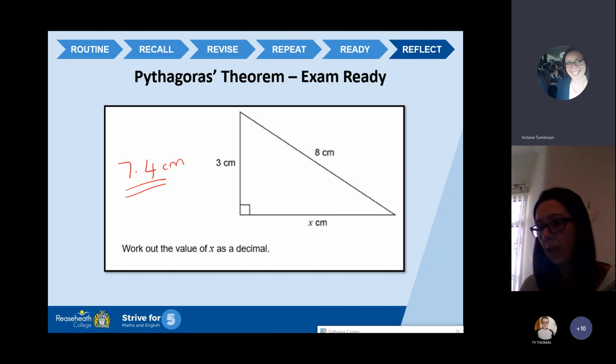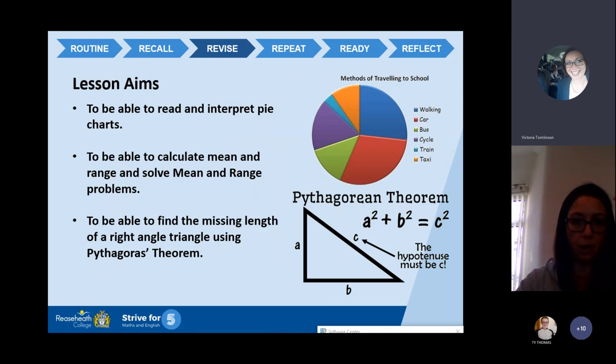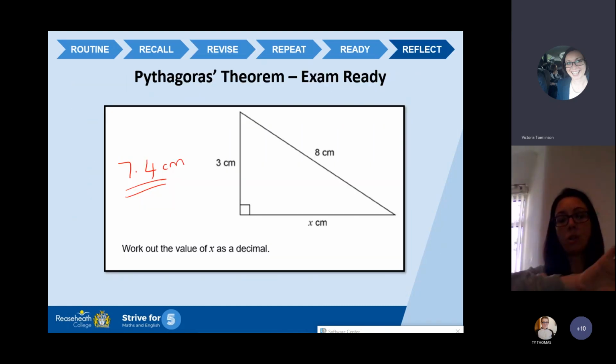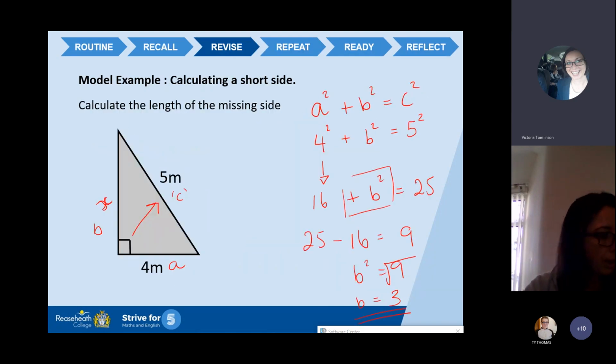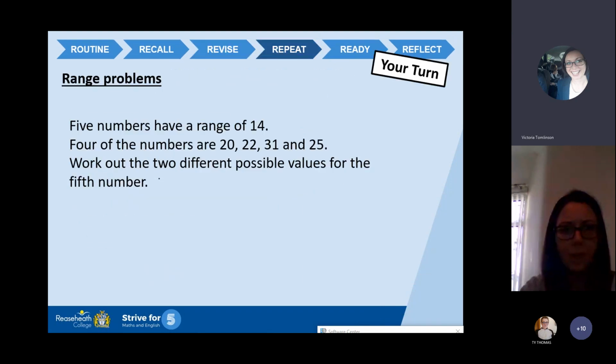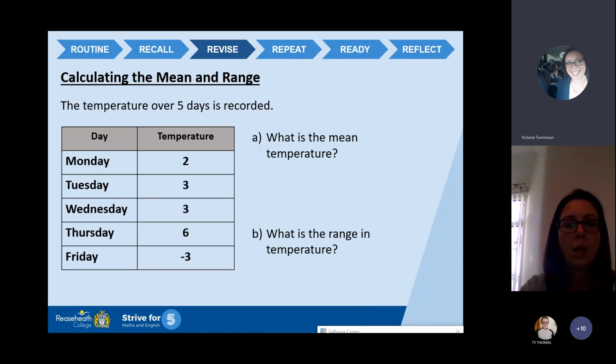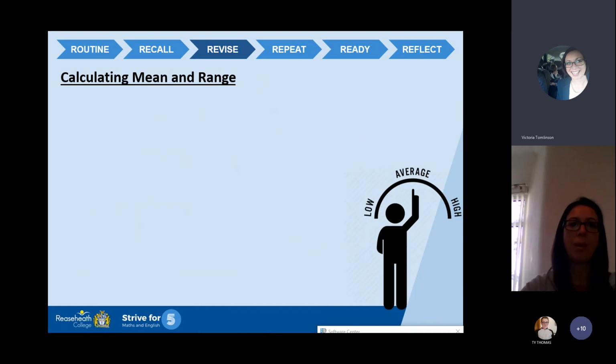So well done. Right, okay, so moving on, I want to just go through the mean and range questions. I'm conscious of the time because I don't want to go over 2 hours because we'll be on our knees, won't we? A 2-hour lesson is long. So quick recap. What I've got for the mean and range was actually a little bit of reverse mean and range mostly.